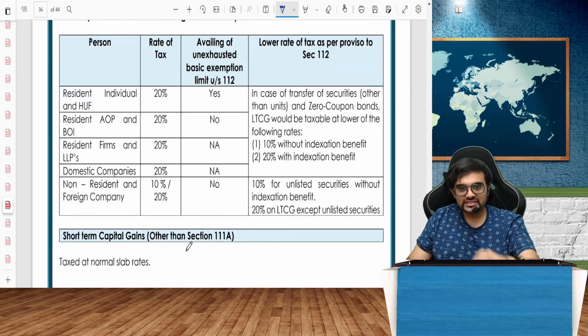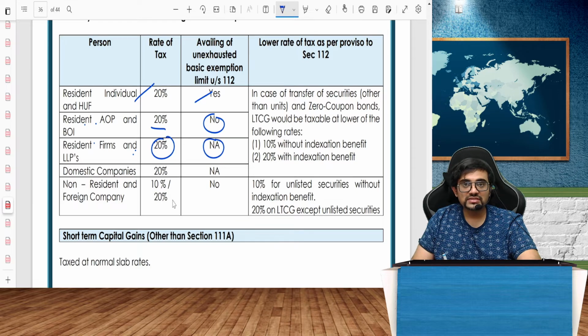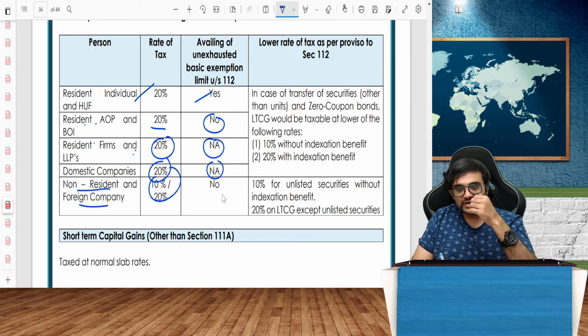So summary of tax rate, same thing. Resident individual HUF 20%. Can you avail unexhausted basic exemption? Yes. Resident AOP and BOI 20%. Can you avail? No. Resident firms and LLP 20%. There is no concept of basic exemption limit there. Domestic companies 20%, not applicable. Non-resident and foreign company 10% or 20%, no.